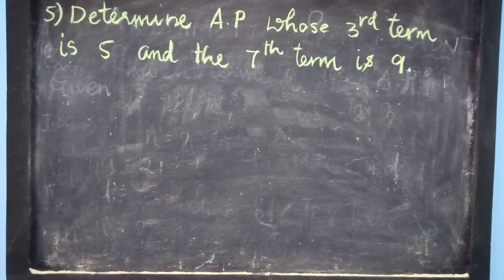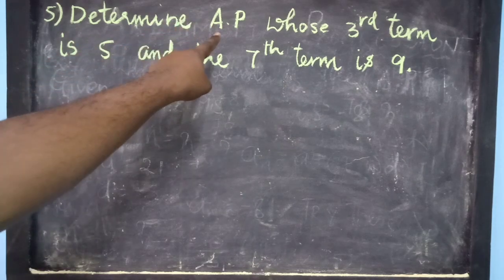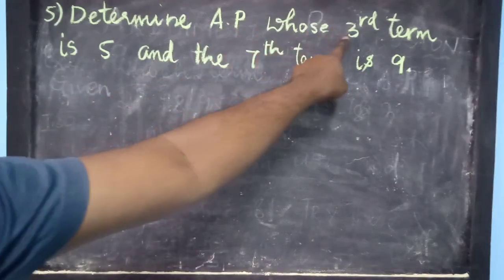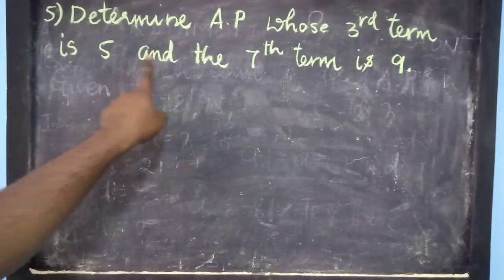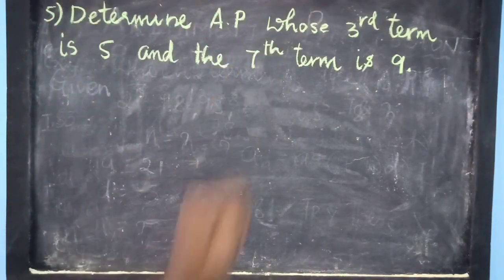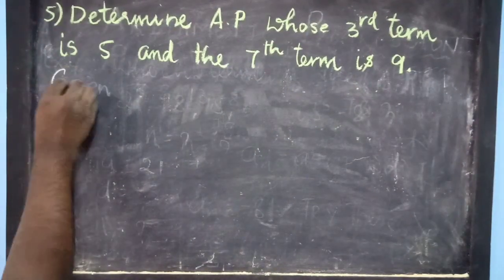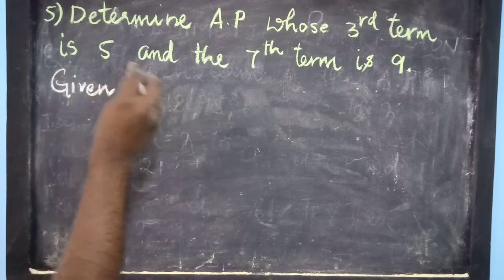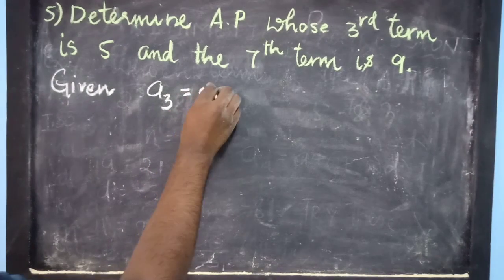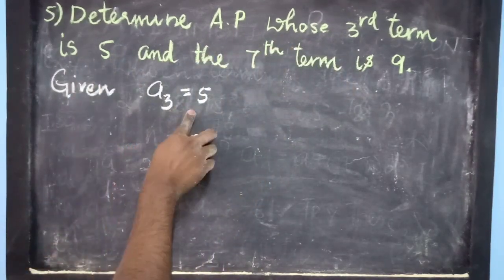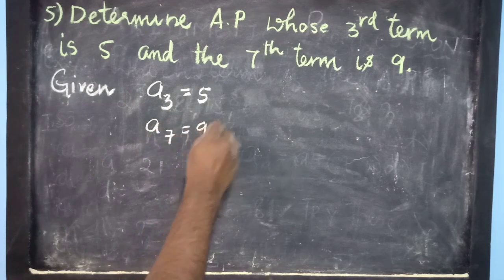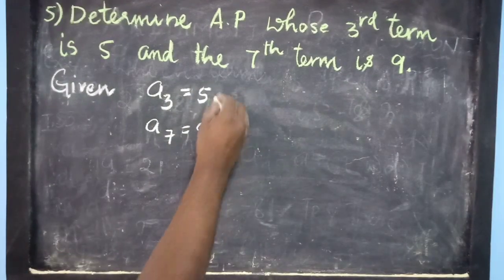So example 5. Determine AP. We should find out AP whose third term is 5 and the 7th term is 9. So, in the given question, what are the given? That is third term, so A3 equals 5. Then A7 equals 9, 7th term is 9.